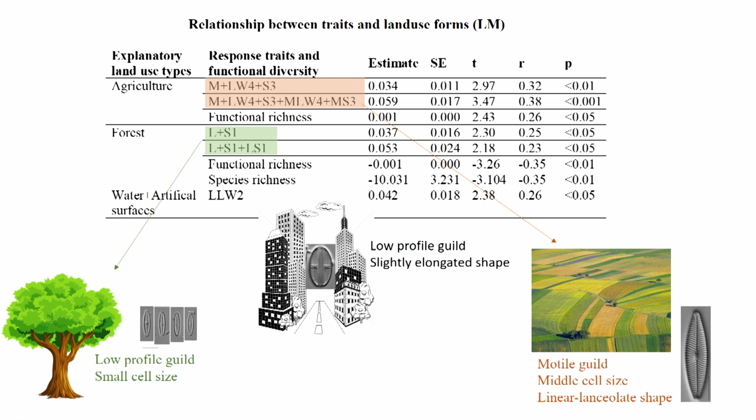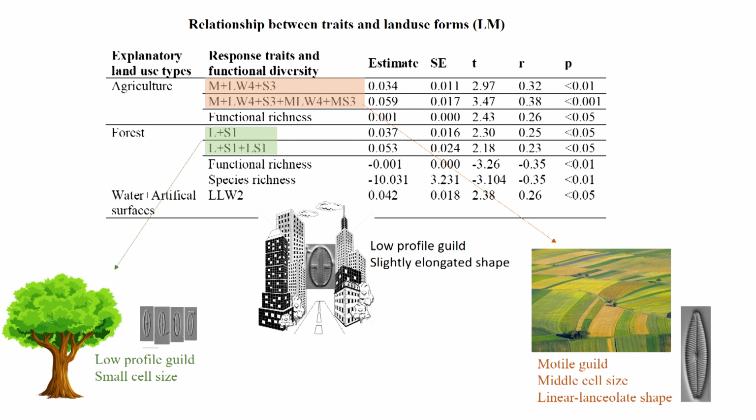And here we can get a very simple community structure and low functional richness. In the case of those water basins where the water surfaces were in bigger amount, or the artificial part of the water basin, here the low profile guild and the second category of the length-width ratio were dominant.